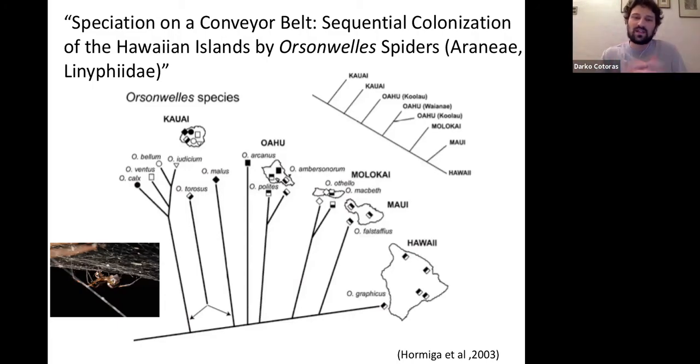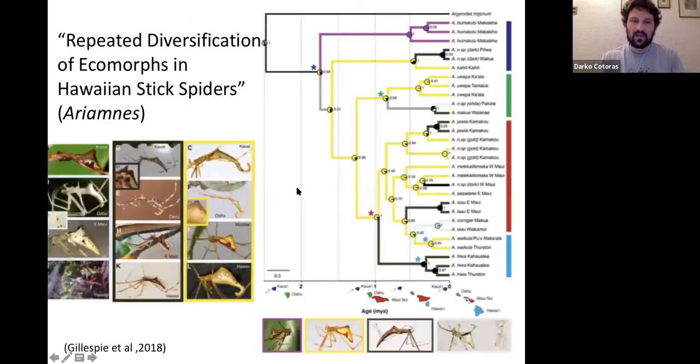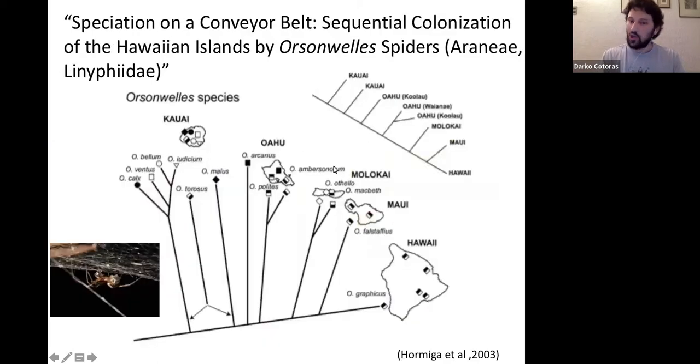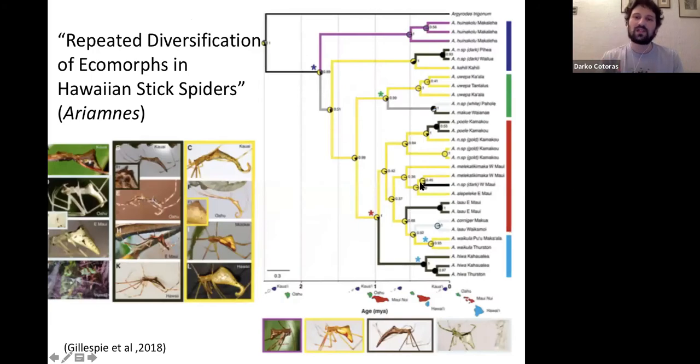What's the correlation with real species? For instance, with the spiders, we found the Orsonwelles genus, which closely tracks the geography of the islands in the number of species that they have. There are the Hawaiian stick spiders that do the same, but they also do something else, which is that within the same island, they will evolve different ecologies. So here we talk about non-adaptive radiation, just tracking geography. Here we talk about adaptive radiation: tracking geography, plus evolving different ecologies within a volcano.